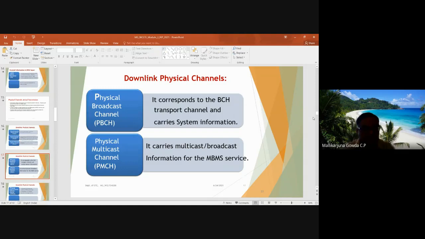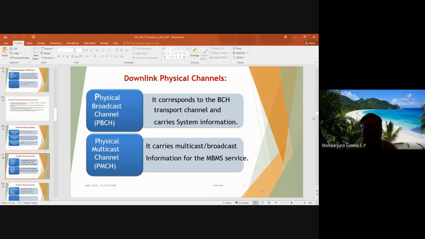So next one is the physical broadcast channel, that is PBCH. Okay, this physical broadcast channel corresponds to the broadcast channel of a transport channel, and this carries system information. Okay, PBCH, physical broadcast channel. The next one is the physical multicast channel, PMCH. So this carries multicast or broadcast information for the multimedia and broadcast services.